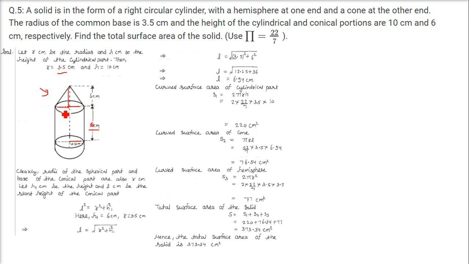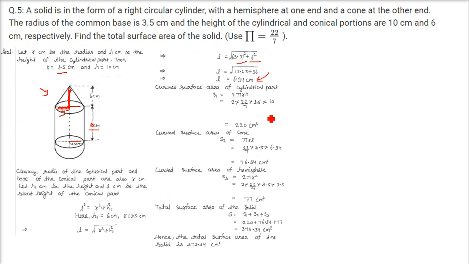So this is 6 and this is 3.5. So 6 square plus 3.5 whole square. If you take this triangle, this is 6 square, this is 3.5 whole square. This slant height will come and it will be under root. So it will be 6.94.